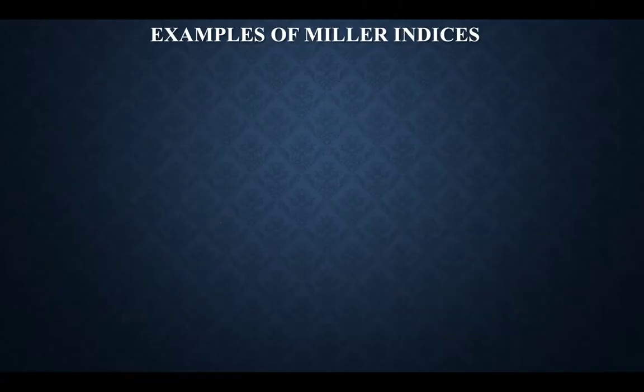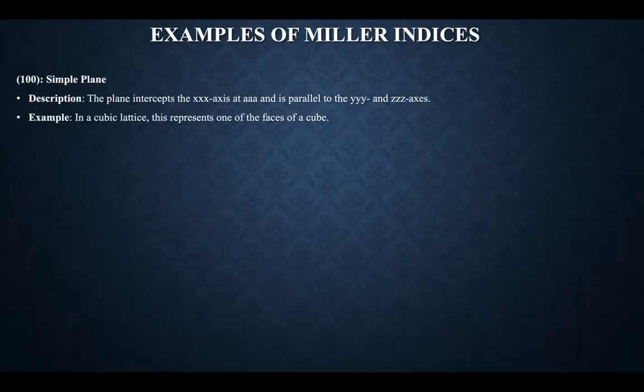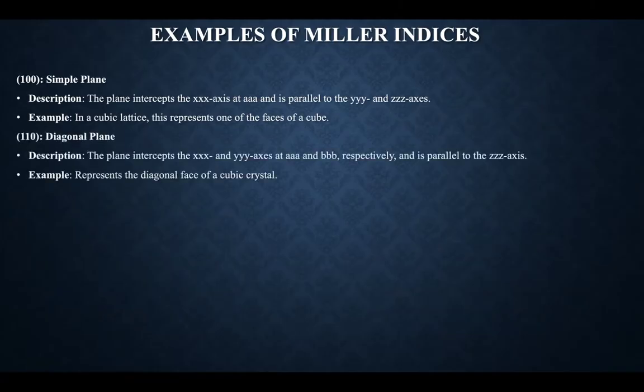Now we'll see examples of Miller indices. Simple plane: the plane intercepts the x-axis at some position A and is parallel to the y and z axes. For example, in a cubic lattice, this represents one of the faces of the cube. Next, the diagonal plane, which is 110. Its description is that the plane intercepts the x and y axes at points A and B respectively, and is parallel to the z-axis.